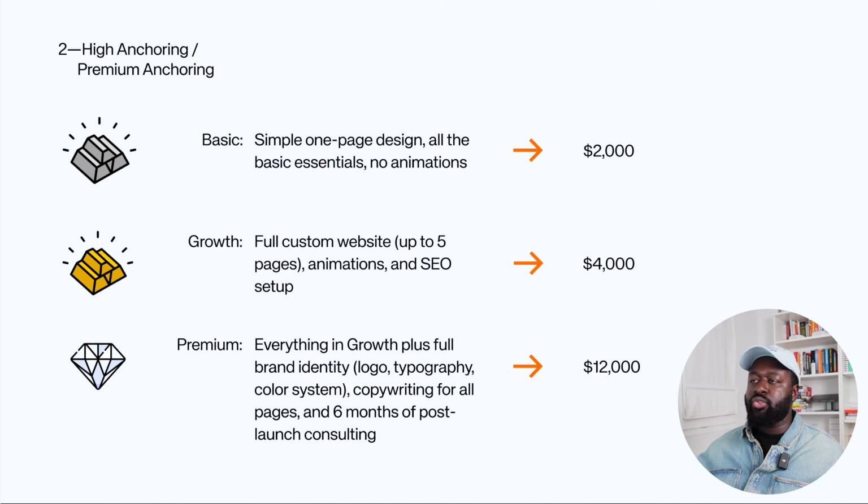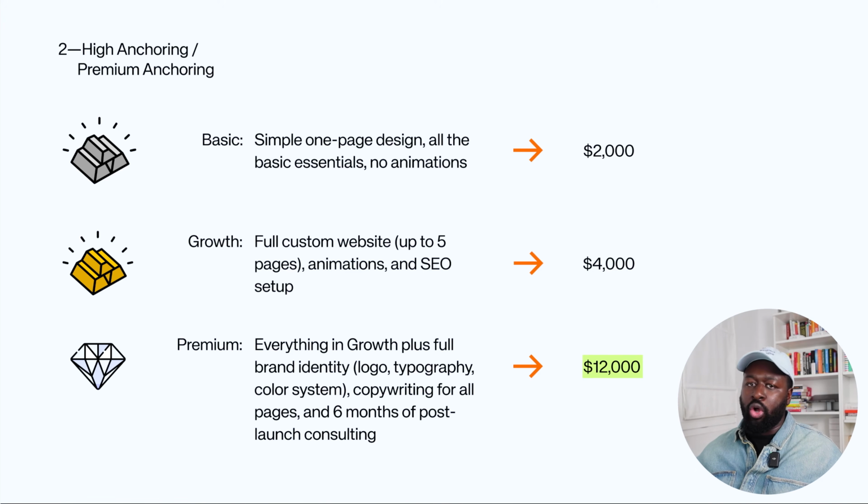And here's an example applied to web design. So basically we have the 3 tiers as we had before, okay? But in this case, we have $2,000, $4,000, and then $12,000. Let me explain what's happening here. The premium package is intentionally priced much higher, right? So it's $12,000 compared to $4,000 for growth.